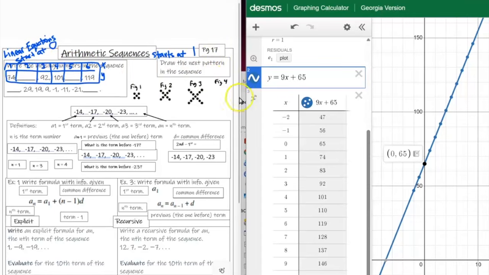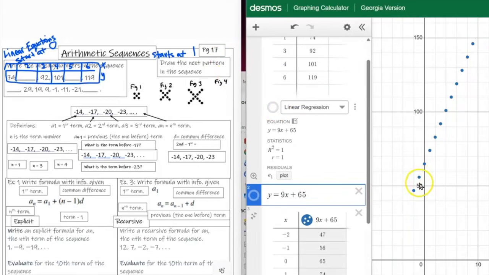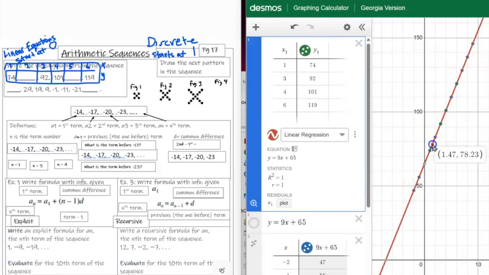So if I was to draw a sequence, what I would have to do is draw just the dots. So this would be a sequence because I can't have 1.5. I can't have something in the middle here. So this is a sequence. This is called discrete. So I'm going to go ahead and write that down. And my spelling might be off, so double check. Discrete in math. It's called discrete when you don't join up the lines. Whereas a linear equation or a linear function can be continuous. And continuous means you join the dots because I can have 1.47 and 78.23.